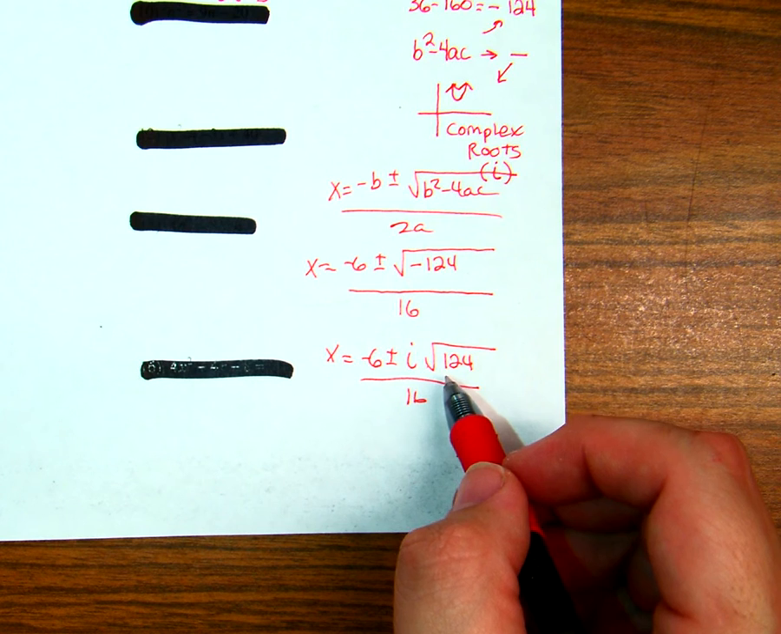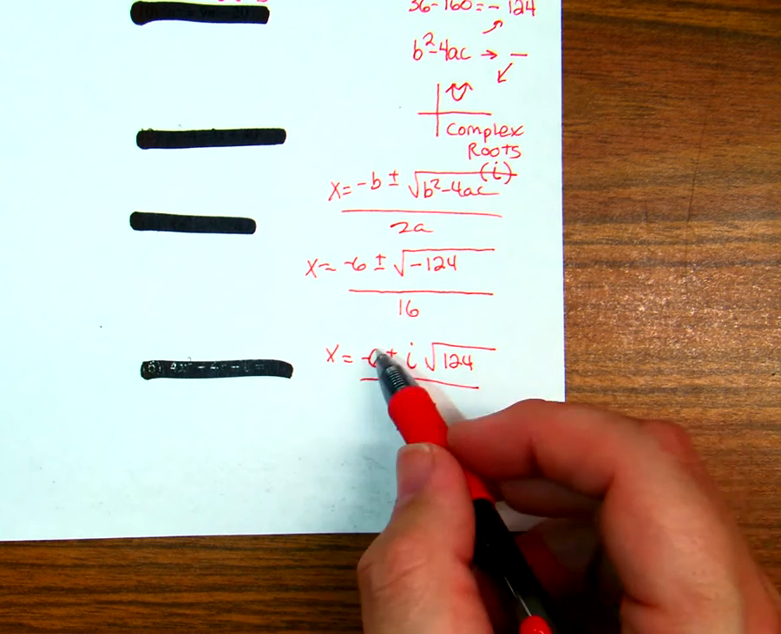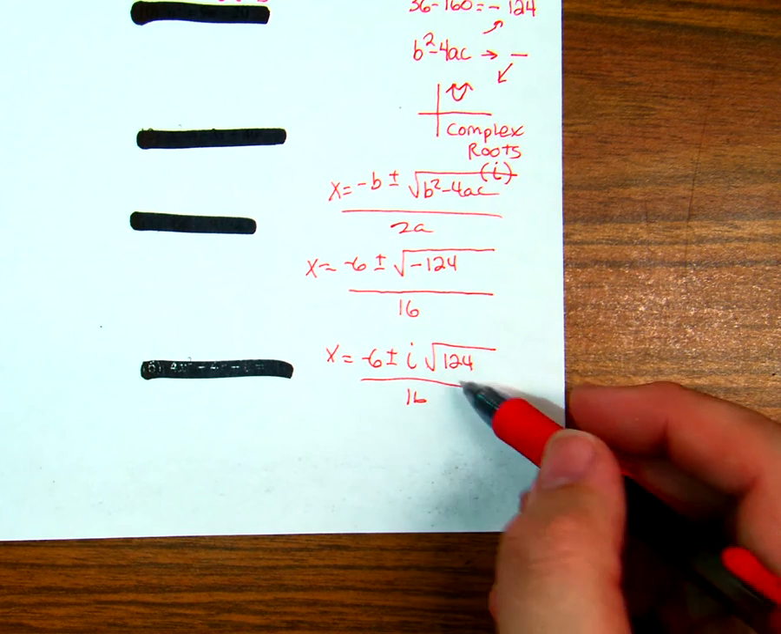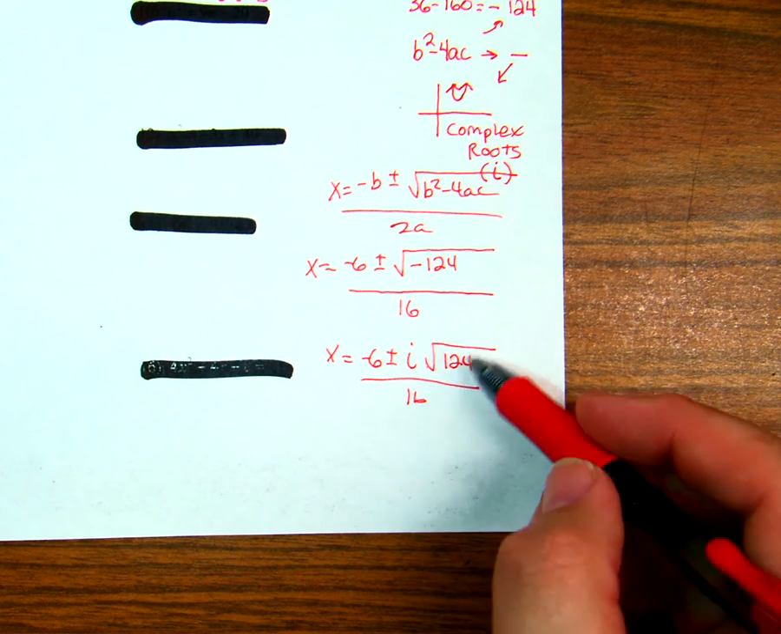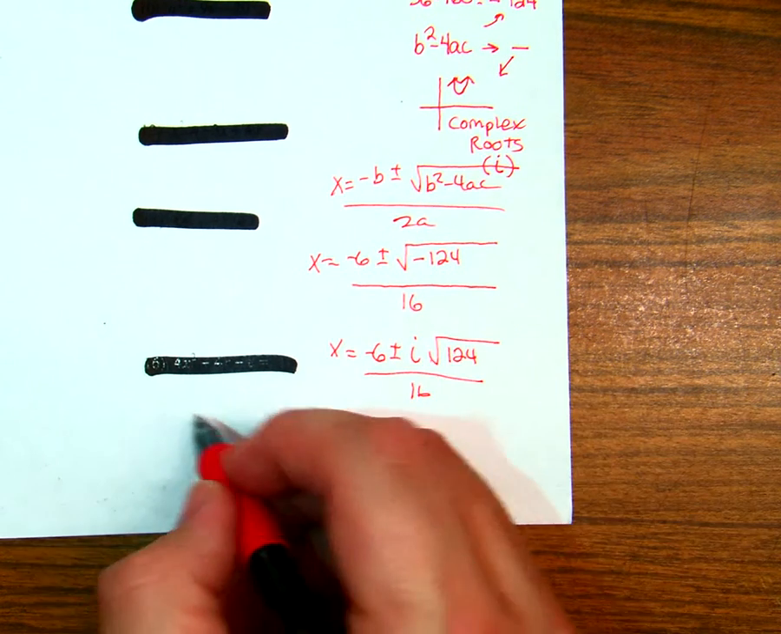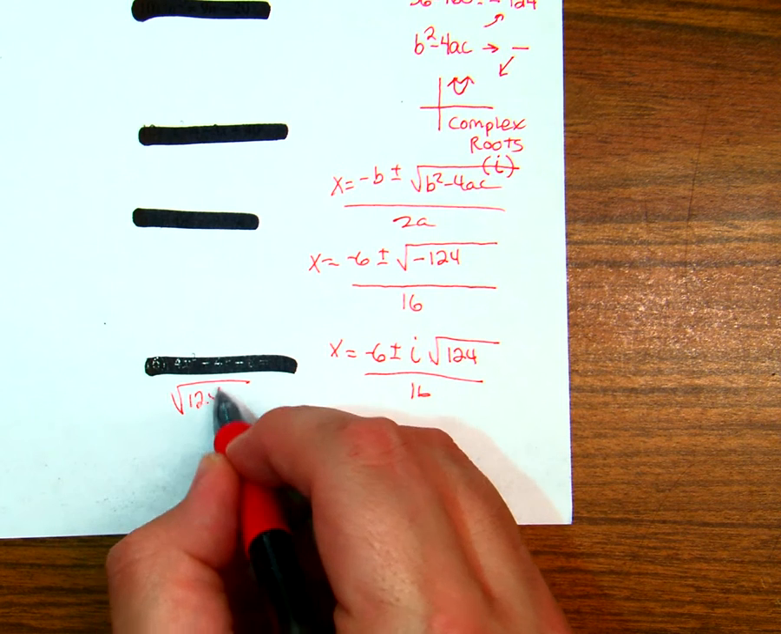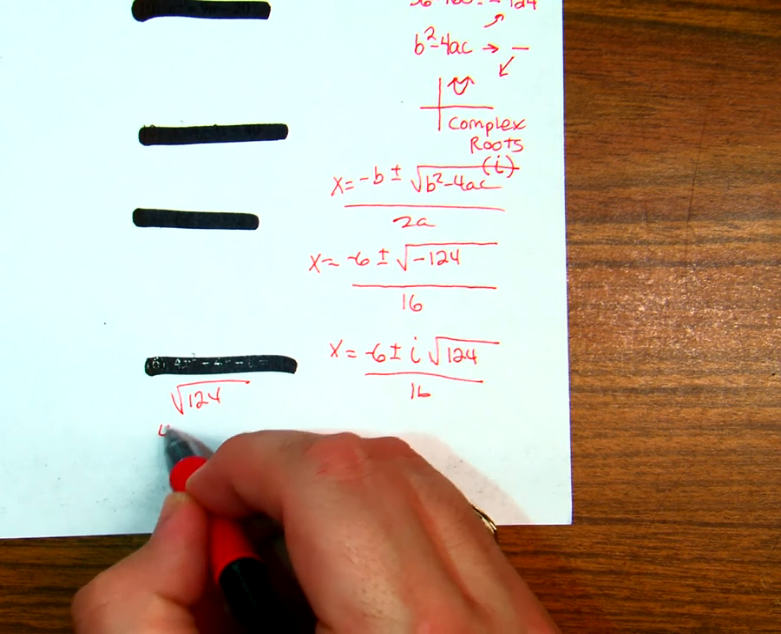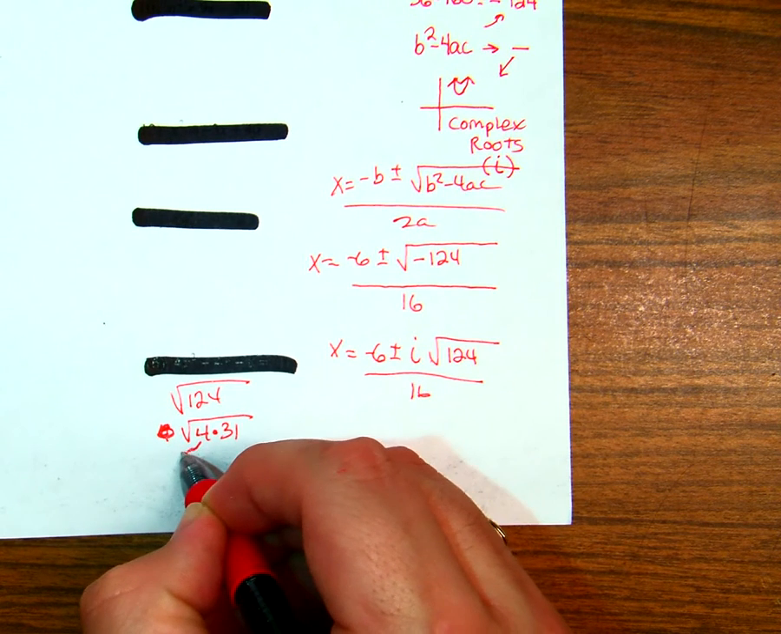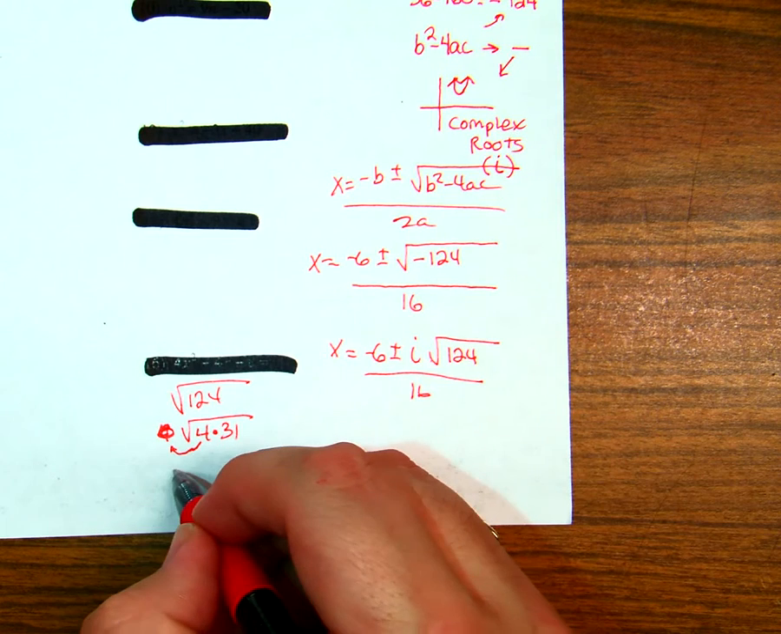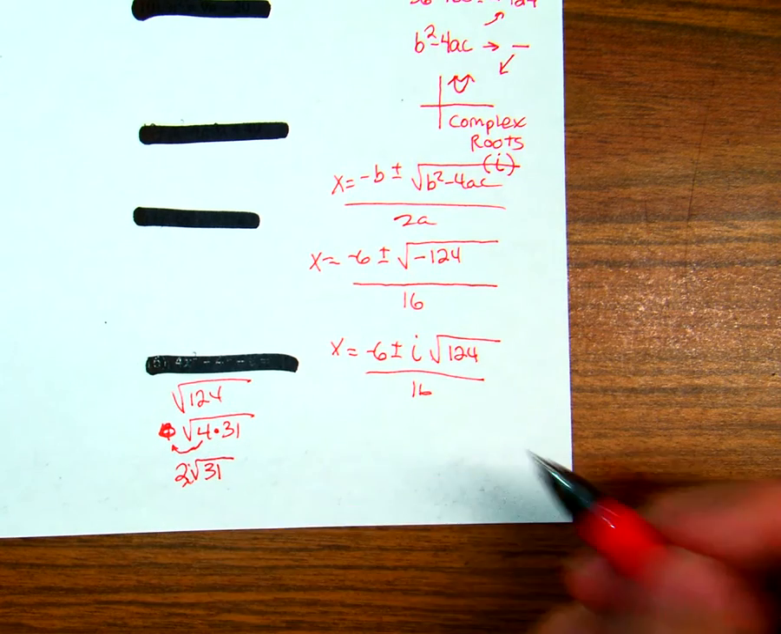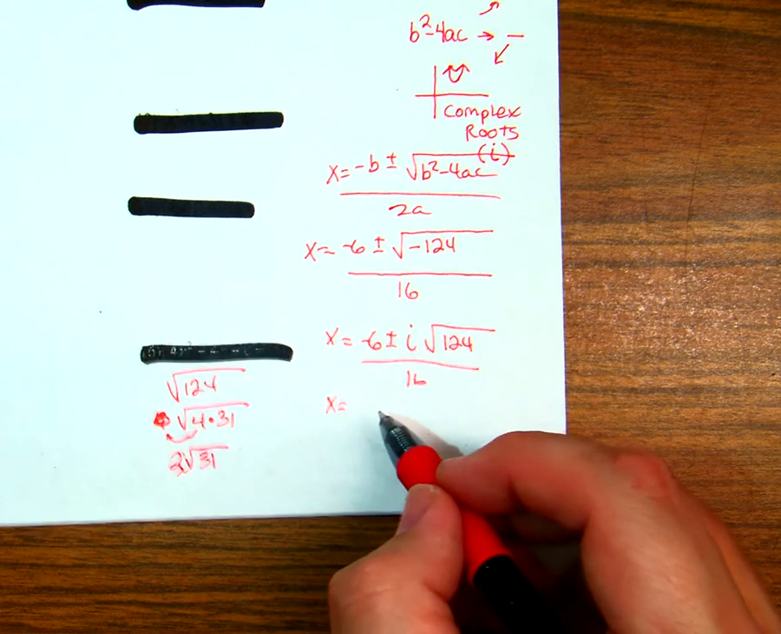If you wanted to simplify the radical, then you'd have to find a perfect square that's going to go into this. And 4 goes into here 31 times. So 124, if I take out a 4, it'd be 4 times 31. So what's going to happen to the 4 to pull it out? This should be 2i times the square root of 31. So I could actually say this is going to be negative 6 plus or minus 2i times the square root of 31 divided by 16.